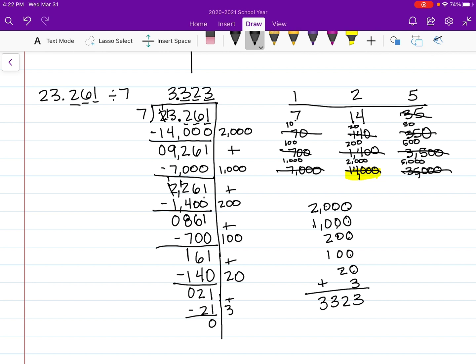Now, if I wanted to check my answer, which is a good idea, I won't go through it right now, but I could go 3 and 323 thousandths times 7, and that should give me 23 and 261 thousandths.